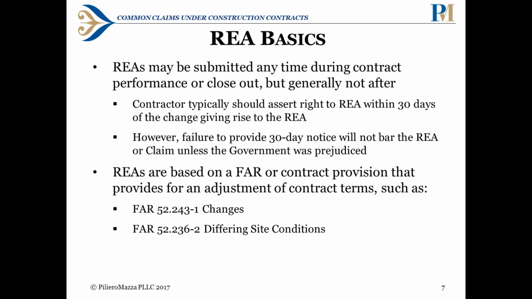Going into a little more detail about REAs. An REA may be submitted anytime during contract performance or closeout, but generally not after the contract has ended. The contractor typically should assert its right to an REA within 30 days of the change that gives rise to the REA. But this isn't a hard deadline. Failure to provide the notice within the period will not bar the REA unless the government can show that it was prejudiced by the failure to give notice within that time period. REAs are based on a FAR or contract provision that provides for an adjustment of contract terms. This can be the changes clause or differing site conditions are two examples of that.